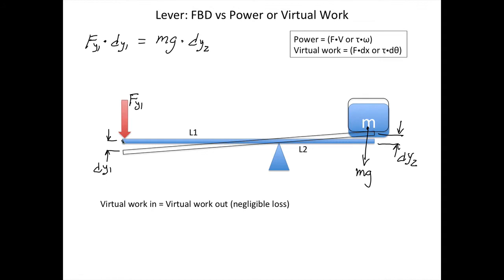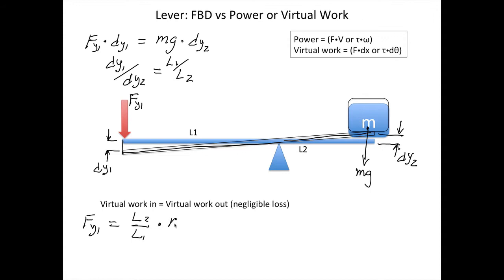By inspection, we see we've got similar triangles. I have a long triangle here, and I have another long triangle here. And what I can see is that dy1 over dy2 has to be equal to L1 over L2. So now if I take these two expressions and combine them, once again I can solve. Fy1 has to be equal to L2 over L1 times mg.